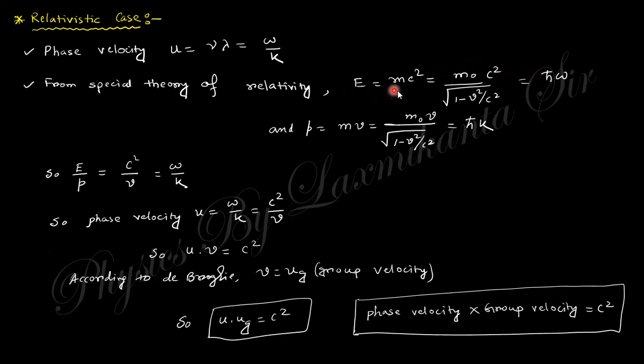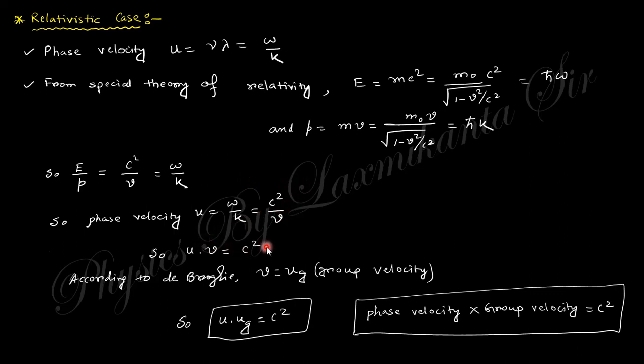You know E equals h nu, that is h cross omega, and similarly the momentum P equals mv, where m equals E by c square, and you know this momentum equals h by lambda, which changes into h cross k. Previously we derived these two things. If you take their ratio E by P, you get c square by v, and from here omega by k. So the phase velocity, that is omega by k, is nothing but c square by v.